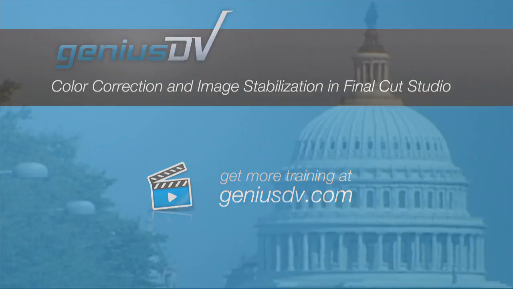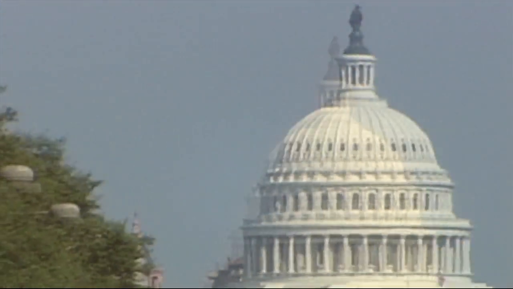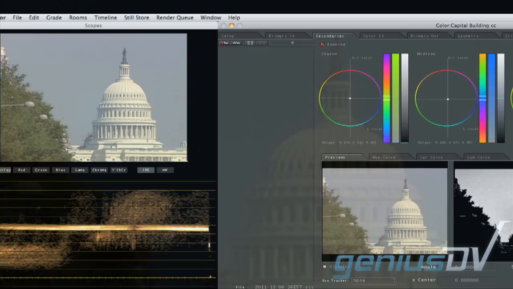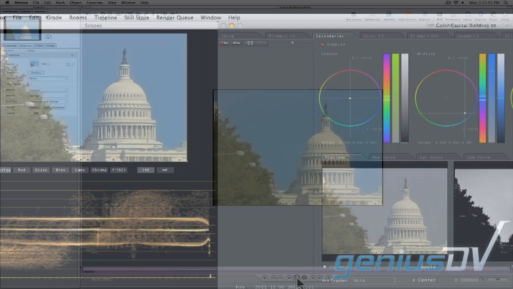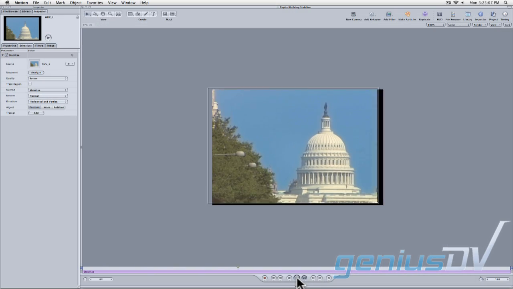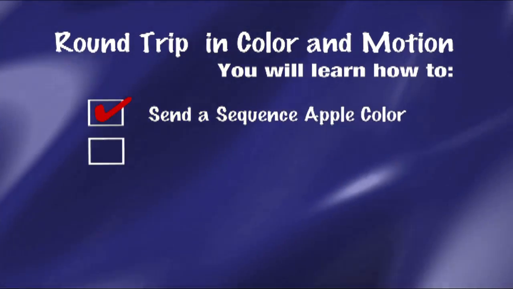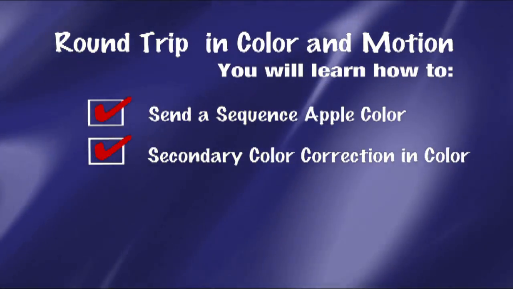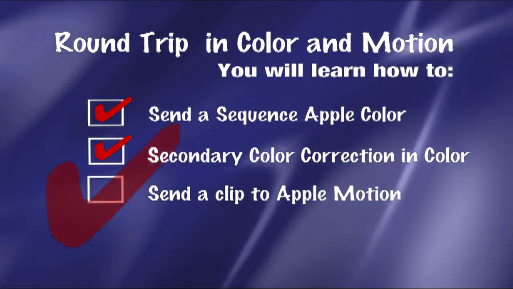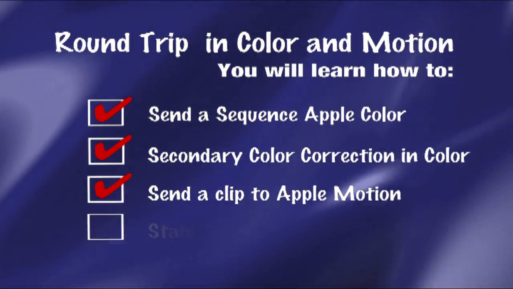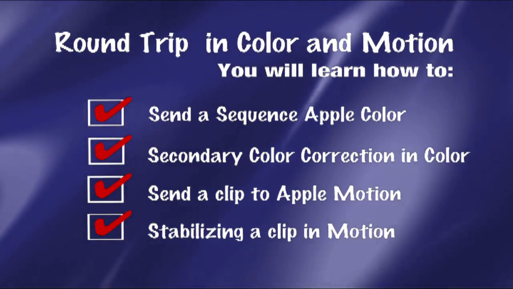This video tutorial will walk you through how to fix a shot like this using a combination of Apple Color and Apple Motion. In this tutorial, you'll learn how to send a sequence to Color, use secondary color correction within Color, send a clip to Motion, and stabilize a clip within Motion.